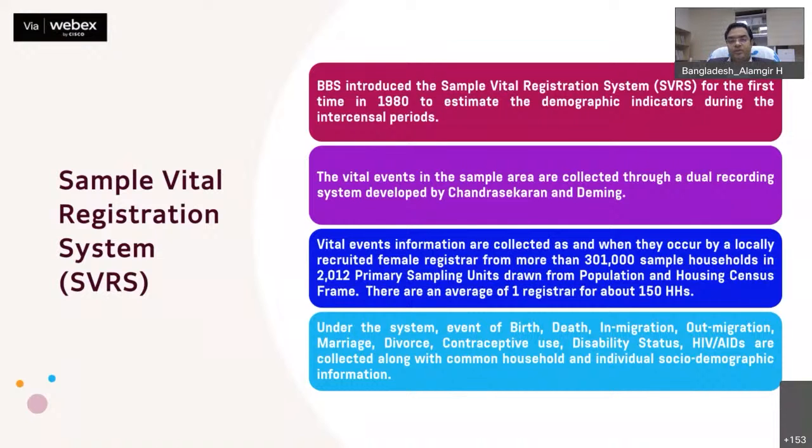The objective of this particular SVRS is to ensure the data from the sampling area for the different vital events, so that we can generate data for the demographic events following the Chandrasekhar and Deming method, that is the dual method we have been following since the 1980s.